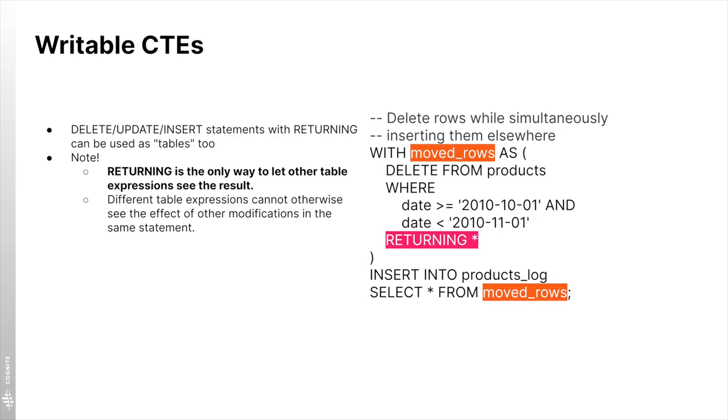So I'm emphasizing this because this has confused me a bit in the past, causing some strange chase-down problems. So remember returning. We will get back to a more powerful example of writable common table expressions later, but we need to introduce some other concepts before we tackle that case.